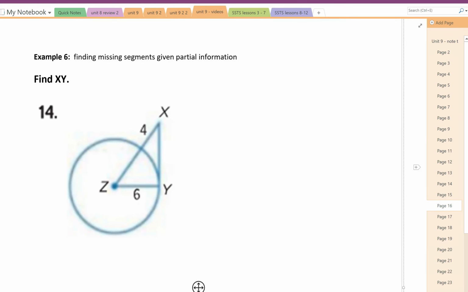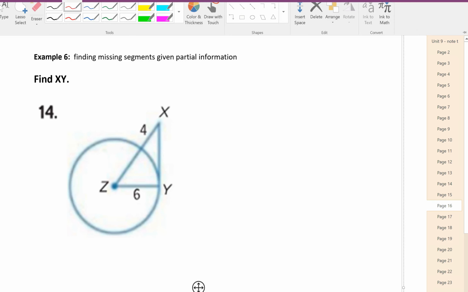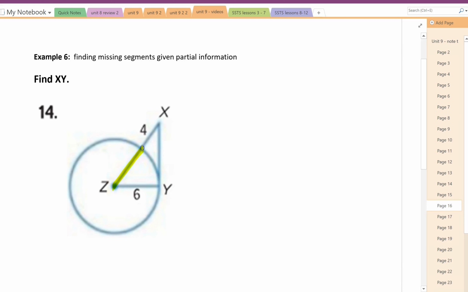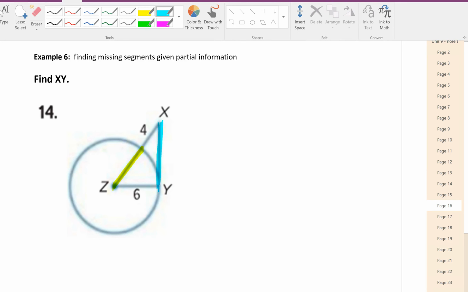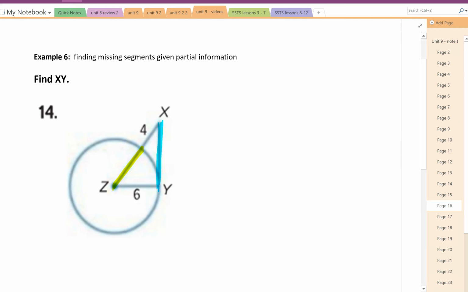Last example, we're supposed to find the missing segment giving partial information. In other words, we're not given absolutely everything that we need to figure this one out, but we're given some. The two segments I don't know yet, or that aren't labeled at least at the start, are that one and this one. Those are the two that I don't know right away. Well, this one from Z out to the edge of the circle, that radius, that's going to be pretty easy to figure out because, like I said, it's a radius. And I'm given one of the radii in this circle, and I'm told that it's 6. So that means this one has to be 6.